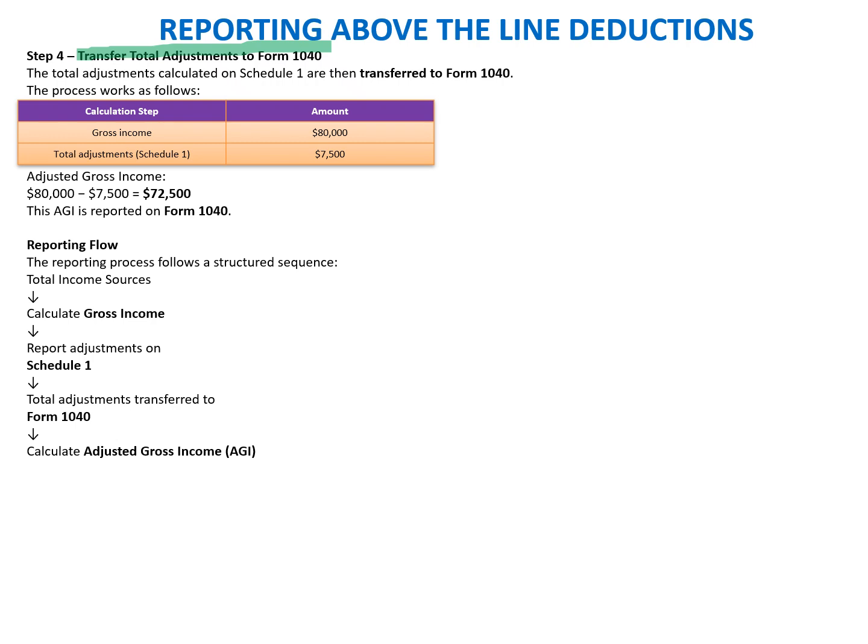So the reporting flow is: total income, calculate the gross income, report the adjustment, the total adjustment, and calculate the AGI. So this is how it is normally shown. So we'll move to the next slide.